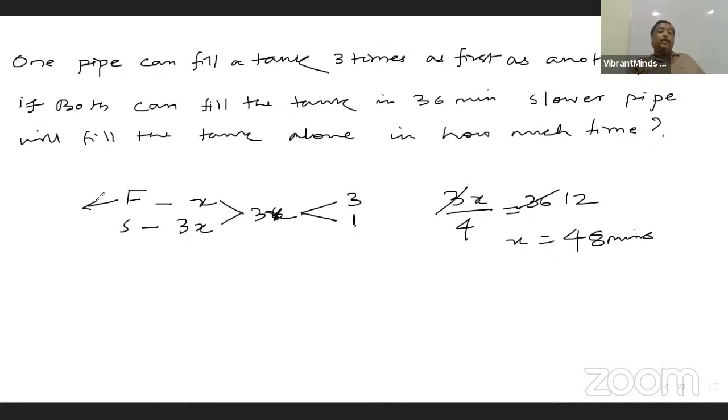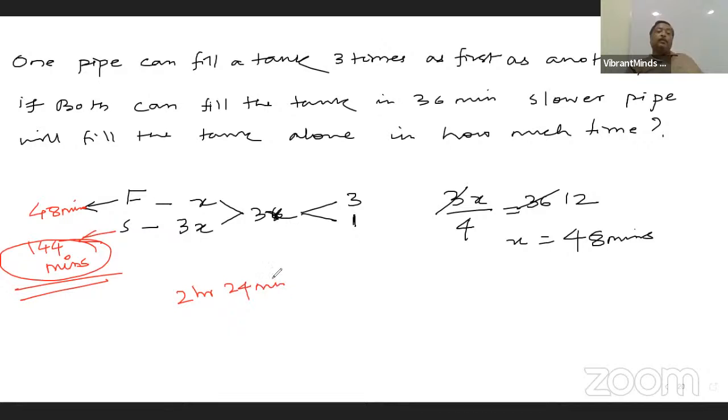The faster one is taking 48 minutes. So the slower one will be taking 48 into 3. And how much is it? 48 threes, so we have 144 minutes. Or this can be divided by 60, and it will give you 2 hours and 24 minutes. 2 hours and 24 minutes. Is it clear, guys?